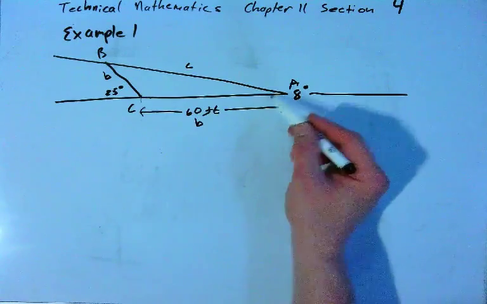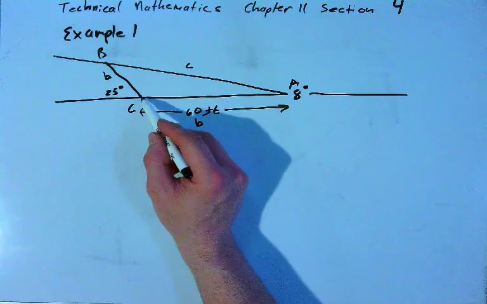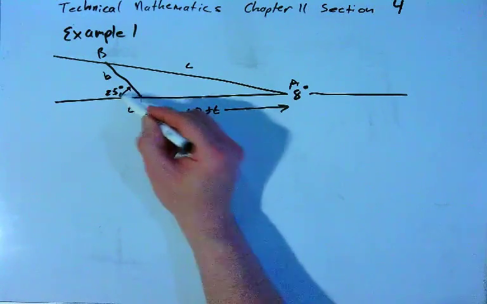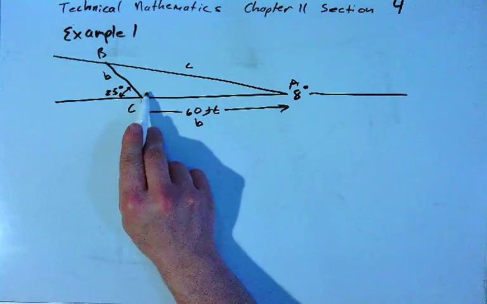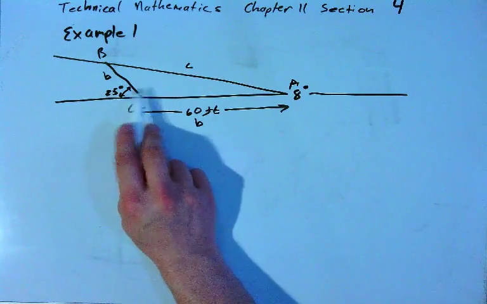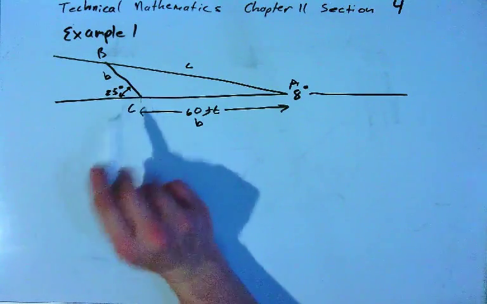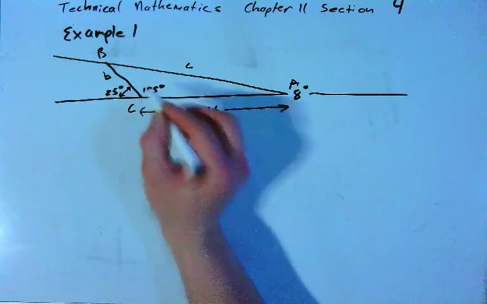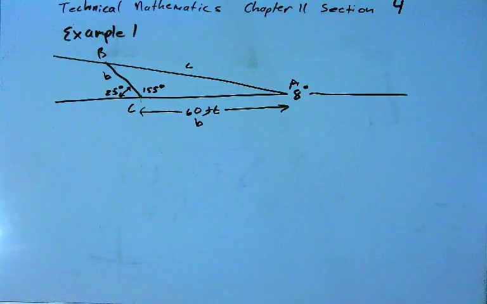We know one of the angles is 8 degrees. Don't make the mistake of thinking that this angle is 25 degrees, right? That's this angle here. And so this angle is its complement, meaning that they add up to 180 degrees. So we'll have to take 180 minus 25, which is going to be 155. So the inside angle here is 155 degrees.